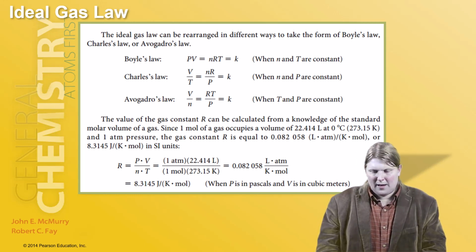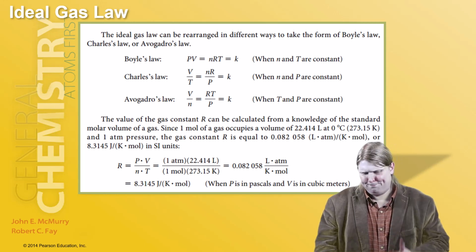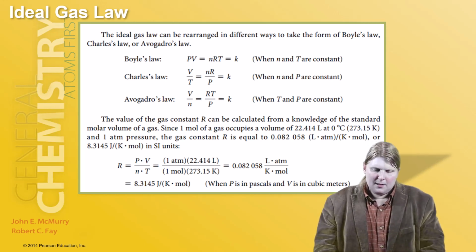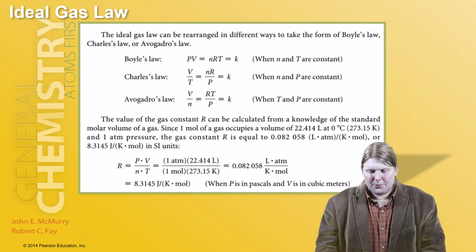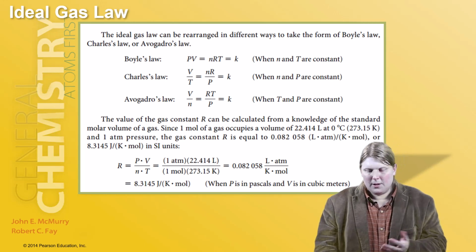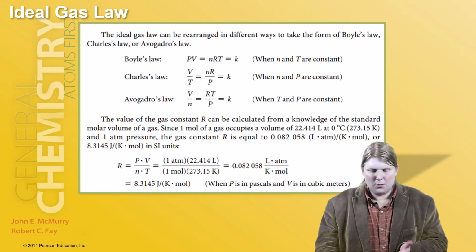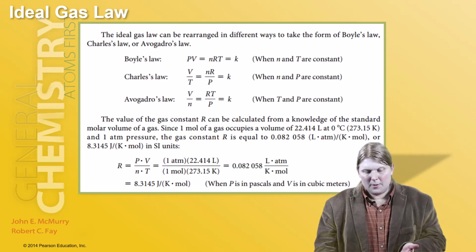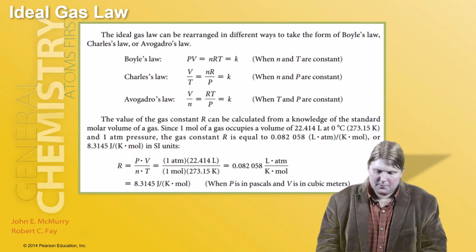And again, the typical value for R that we use is 0.082, 058 they have here. Sometimes I've seen it as 0576 or something like that. But the value of R is in atmospheres, liters, Kelvin, and moles. And if we needed to put this liter-atmosphere, which actually ends up being a unit of energy, into joules, then it'll be the 8.3145 value.